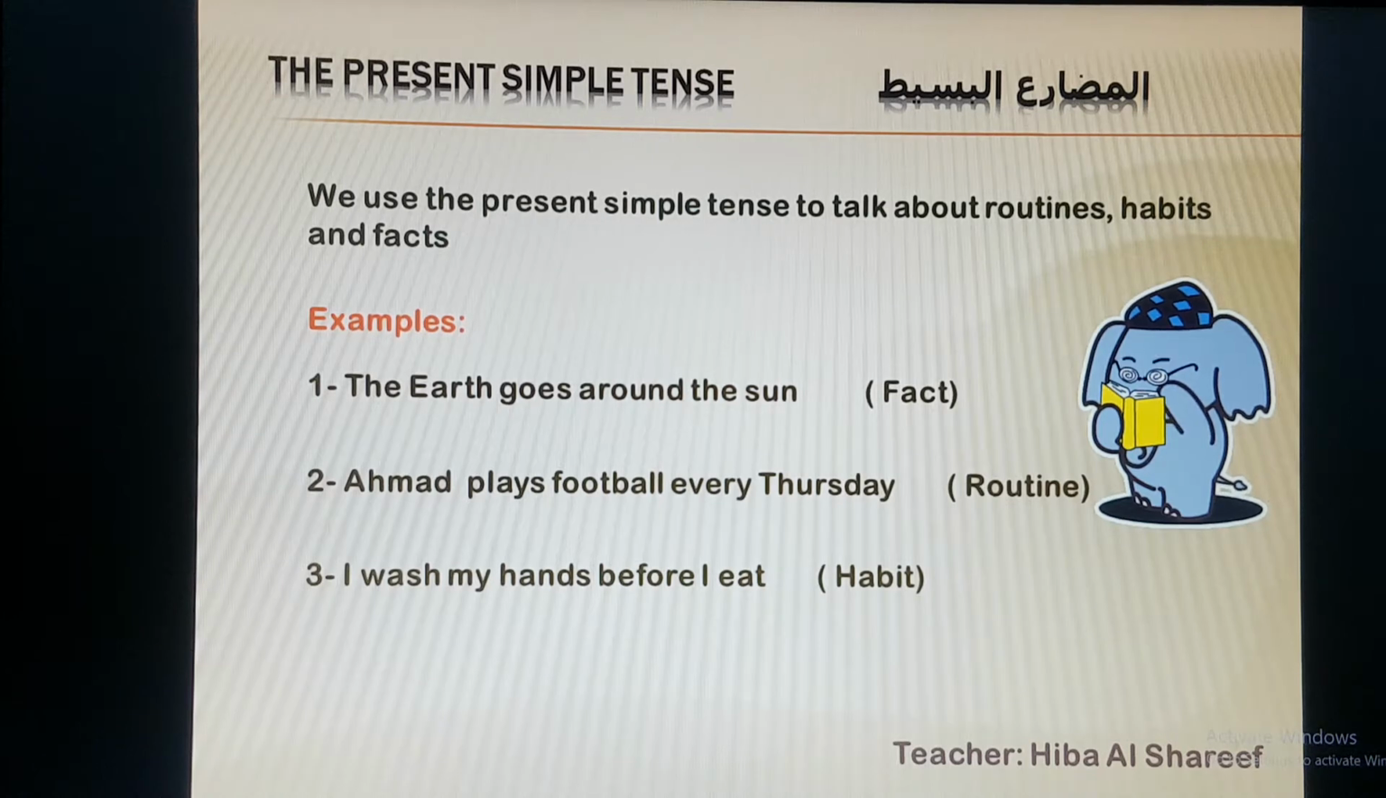We use the present simple tense to talk about what? We use it to talk about routines, habits, and facts. Examples: 1. The earth goes around the sun. Here we have a fact, حقيقة. 2. Ahmed plays football every Thursday. Here we have the routine of Ahmed. 3. I wash my hands before I eat. Here we have a habit, عادة.